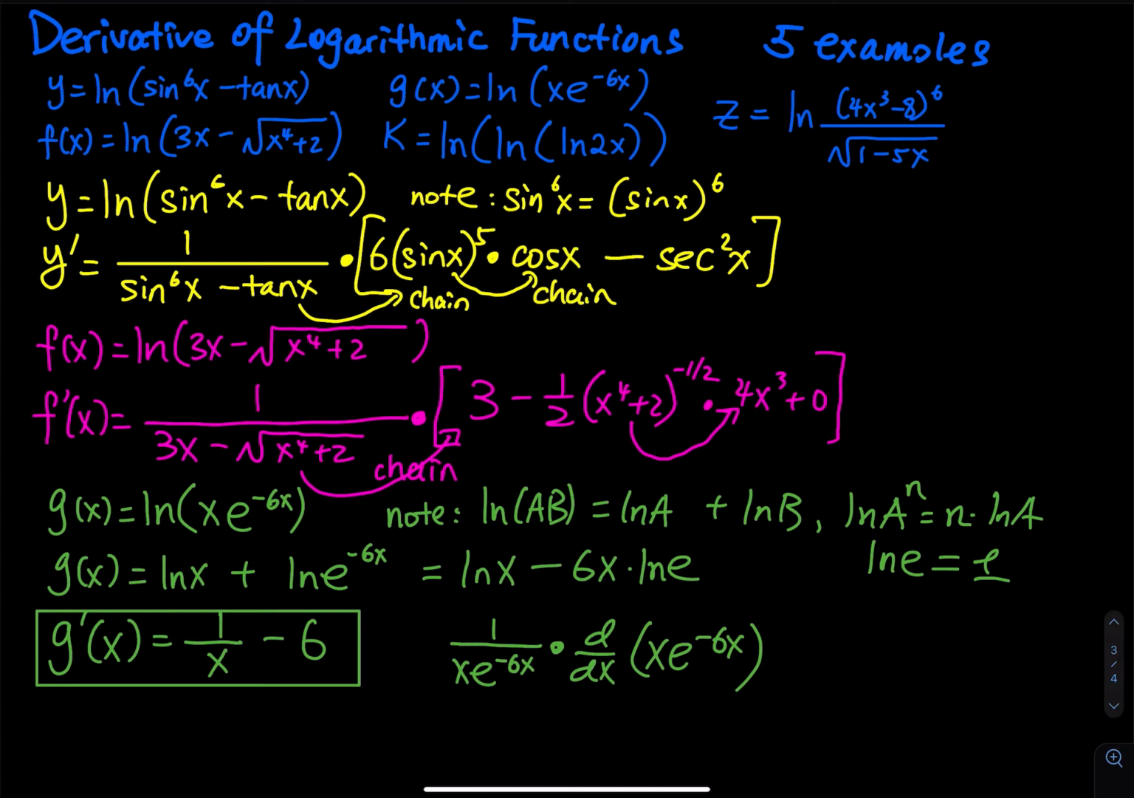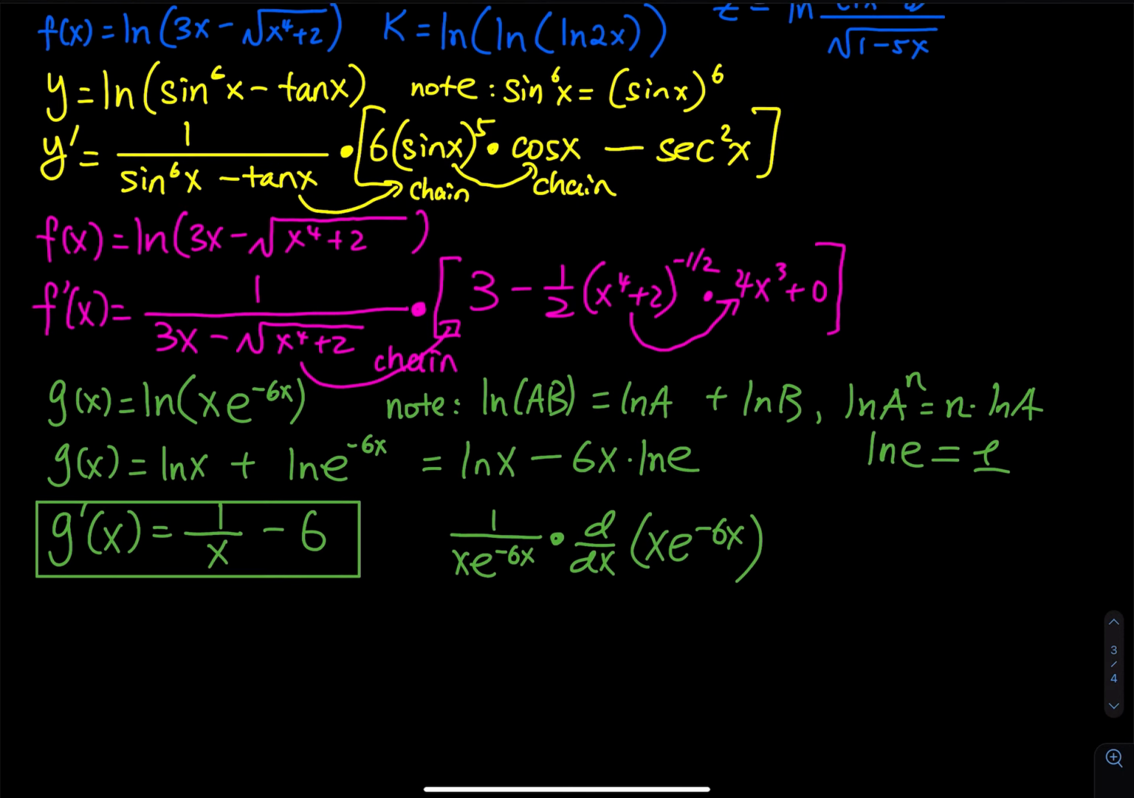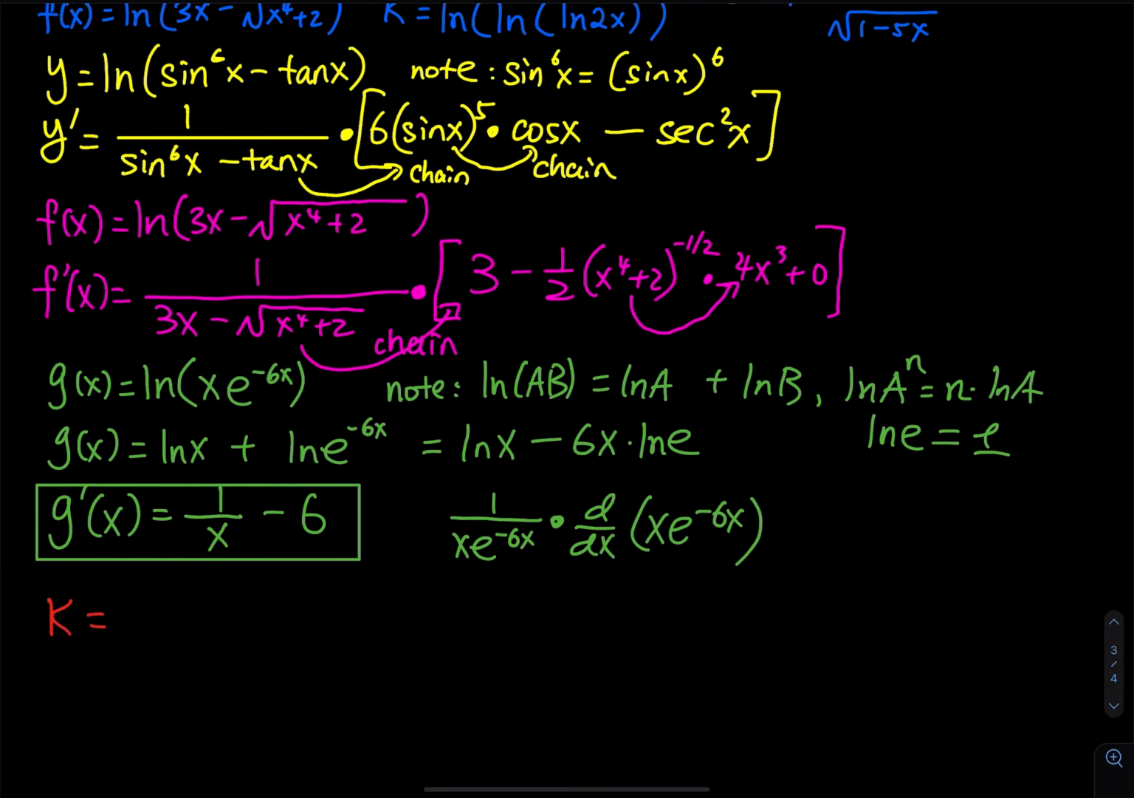Okay, the next one, we have a k, right? So let's do a k. So the next one is what we have, k equals ln of ln 2x.